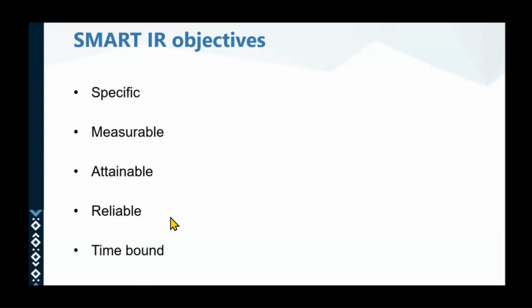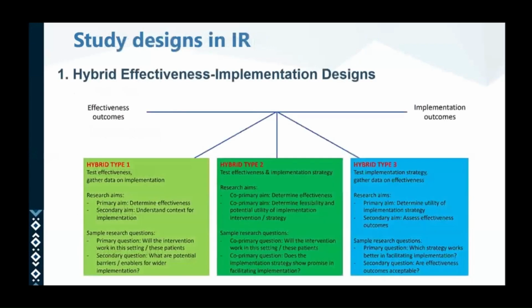And the most important aspect of it should be time bound. We should be able to set clear deadlines and time frames for our interventions to be implemented. Using SMART objectives enables us to have a picture of what exactly the implementation process is going to look like, and also clarifies how success is going to be defined at the end of the intervention. It also helps us to monitor and evaluate our intervention process, and it keeps the project on track to make sure that we are doing what we are supposed to do and not going out of our objectives. So my colleague is going to continue on the study designs in implementation research.